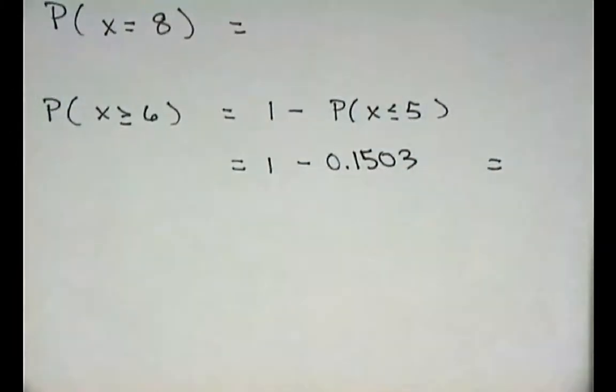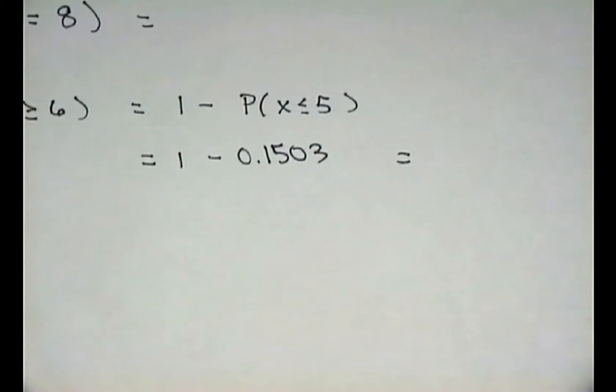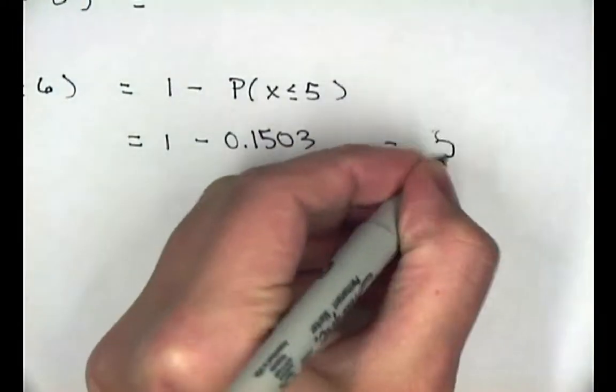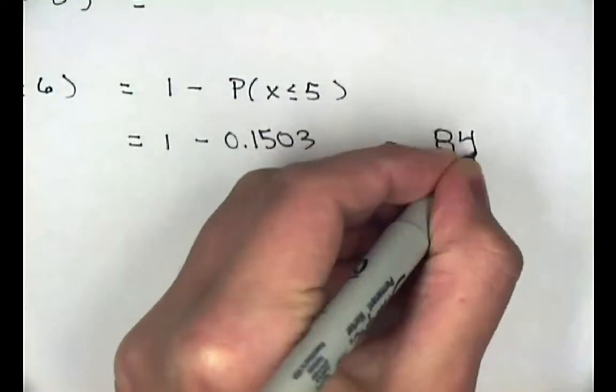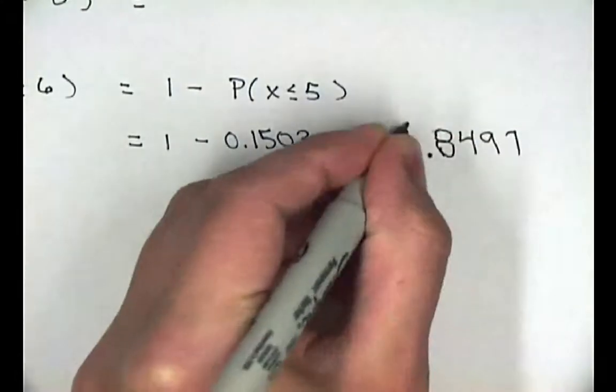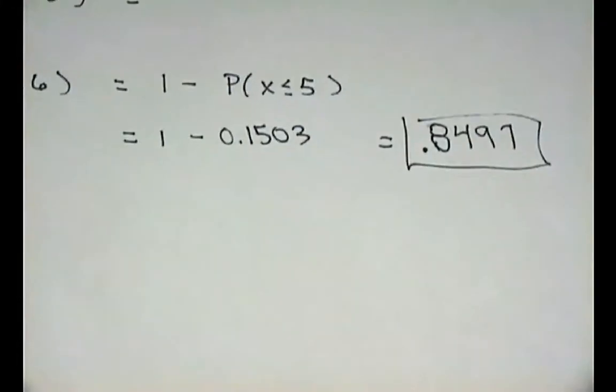And then in our example on number 2, we were trying to find the probability that x was greater than or equal to 6. So let's subtract this from 1 and see if we got the same answer that we did in class. And indeed we do. So this is another way to find answers just using your calculator.